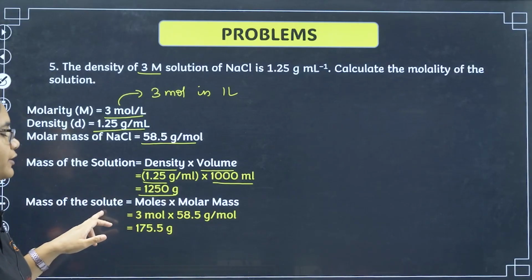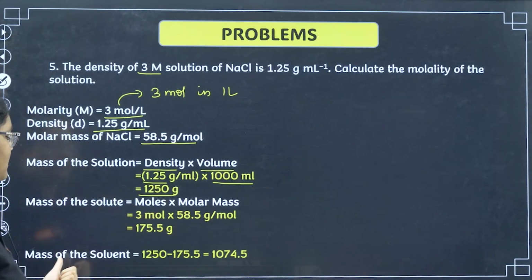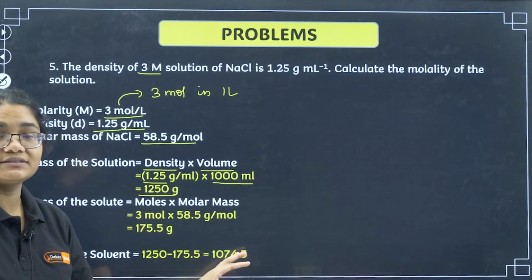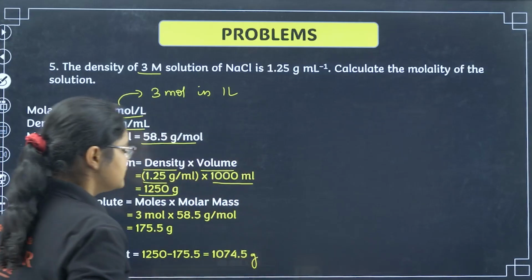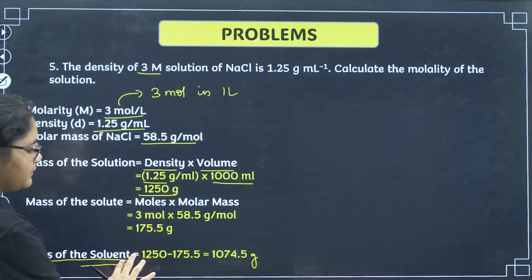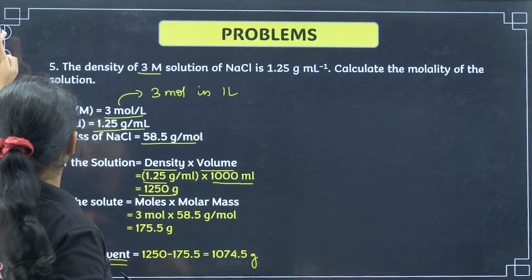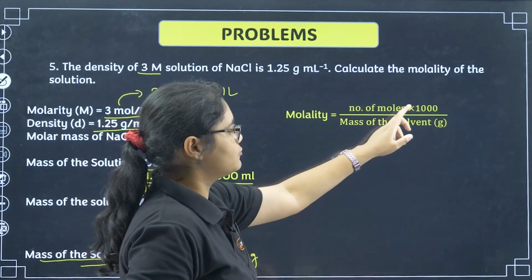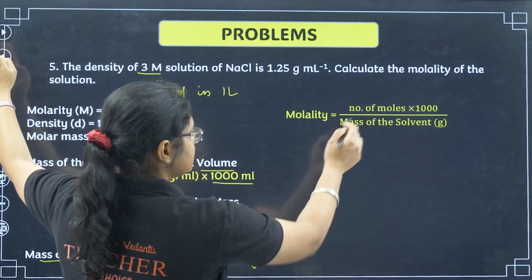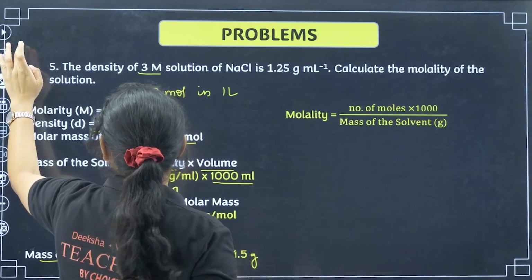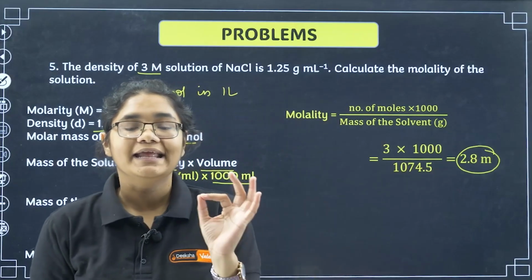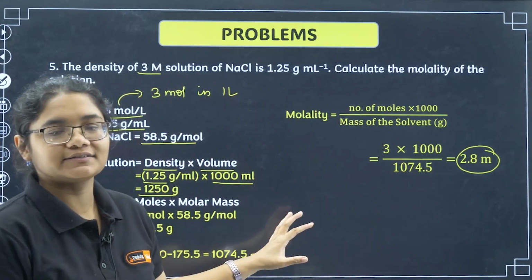I got mass of the solution. I got mass of the solute. Next is to calculate mass of the solvent. 1250 minus 175.5 will give me 1074.5 grams. So I got now mass of the solution, solute and solvent. This is what is of importance for me to calculate the molality. Next, for molality, what's the formula? Number of moles into 1000 by mass of the solvent in grams. Number of moles is 3000, mass of the solvent is 1074.5, and if I solve this, you will get molality of 2.8 molal. So that is the solution for this question.